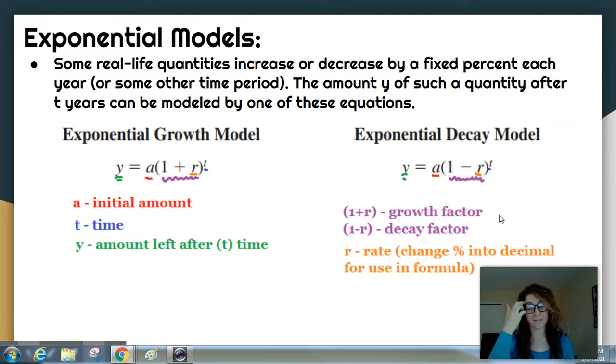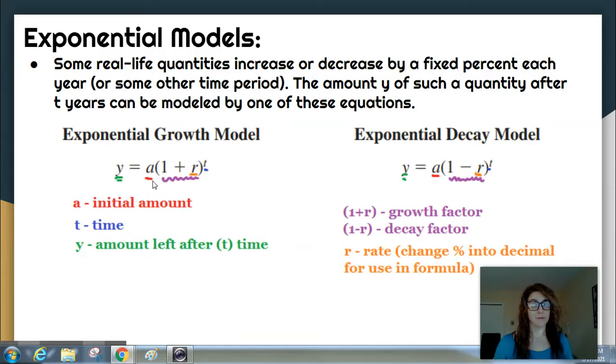So first thing is, well, what are these models? You have your growth model, which means you're doing 1 plus a number. Decay model, 1 minus, which should make sense because a growth has to be bigger than 1, so you're going to add the rate. Decay has to be less than 1, so you're going to subtract it. Okay, so things to be aware of.